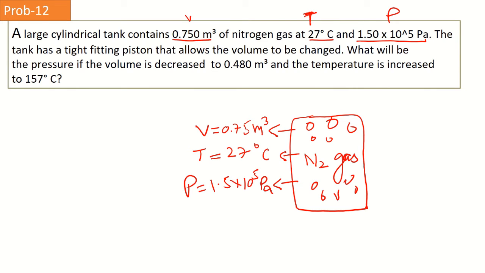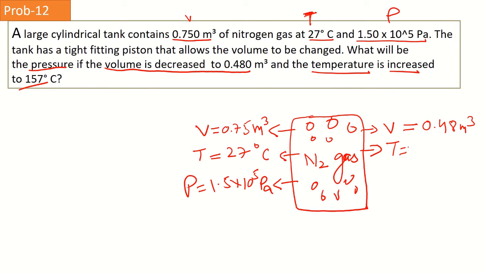Now some changes are there in the gas. They are asking what will be the pressure of the gas if the volume is decreased to 0.48 meter cube, and the temperature is increased to 157 degrees centigrade. So the pressure you have to find.